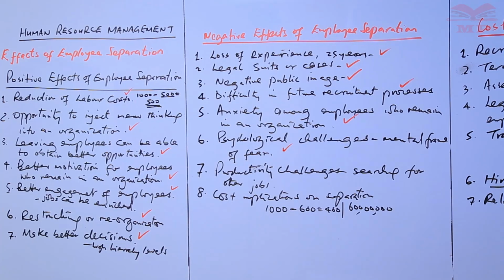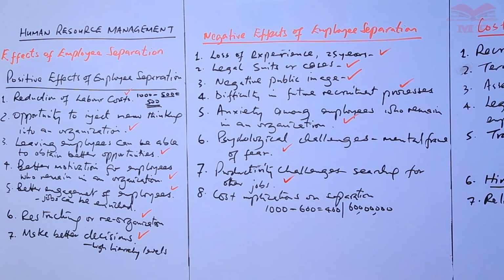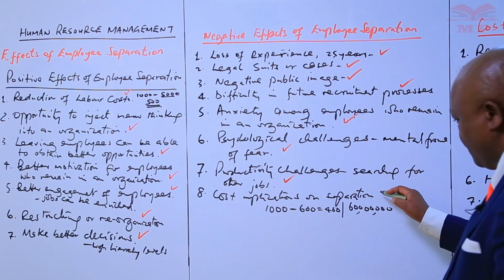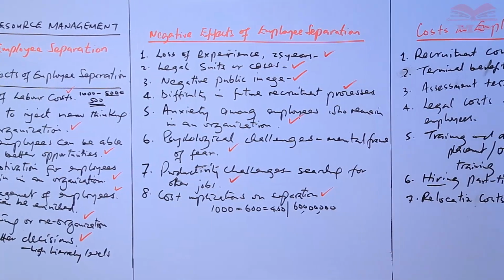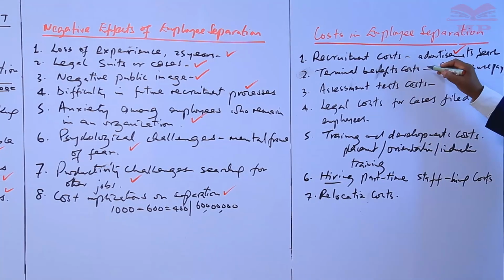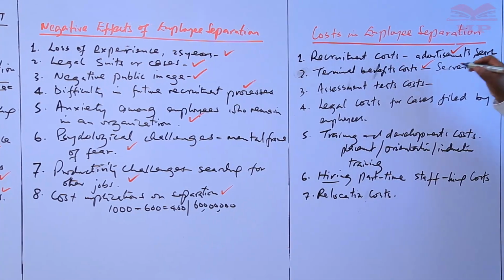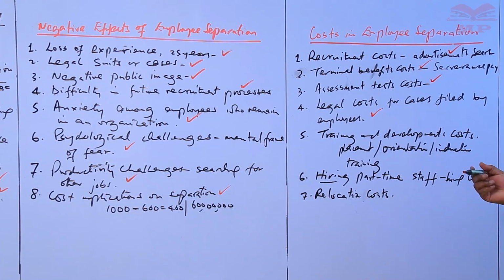Then number seven, productivity challenges because workers may start searching for other jobs. Then number eight, cost implications in the separation process. The employer may have to spend huge amounts of money to pay for the separation. Then we have looked at also now the costs associated with recruitment, and we have said number one, recruitment costs. Number two, payment of terminal benefits. Number three, assessment test costs. Number four, legal costs for cases filed by employees.